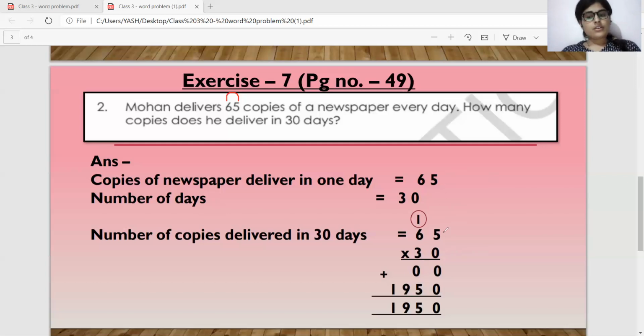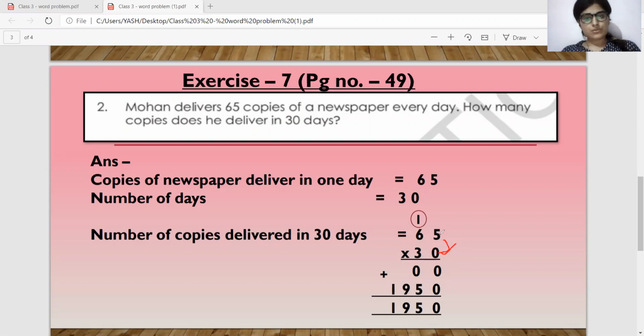For finding the multiplication of these two numbers, I already told you, whenever we are multiplying any number with a two-digit number, we have to start from which place? We have to start from the ones place. So can you see in 30, 0 is at what place? 0 is at the ones place. So first multiply 0 with 65 and then we will multiply 3 with 65.